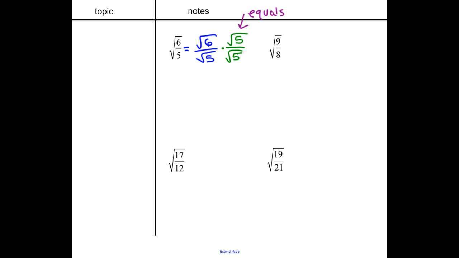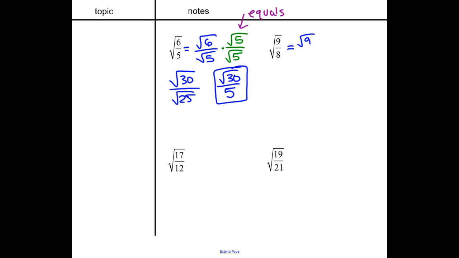So when we do that, what we end up with is the square root of 30 over the square root of 25, because remember, we multiply our insides by each other. The square root of 30, we can't really do anything with that. But the square root of 25 is 5. Now we don't have a square root in the denominator any longer, so we can leave it like that.